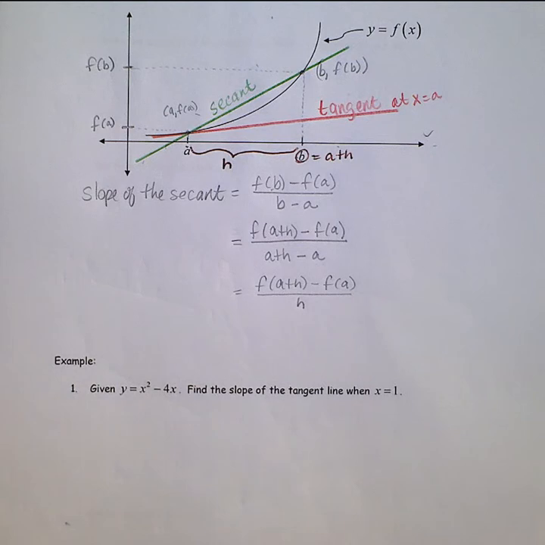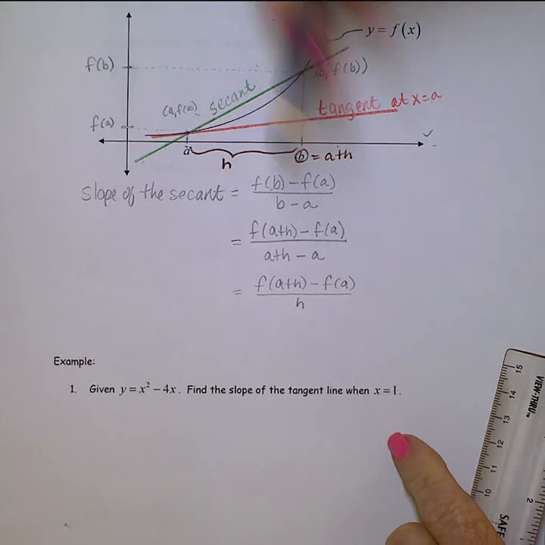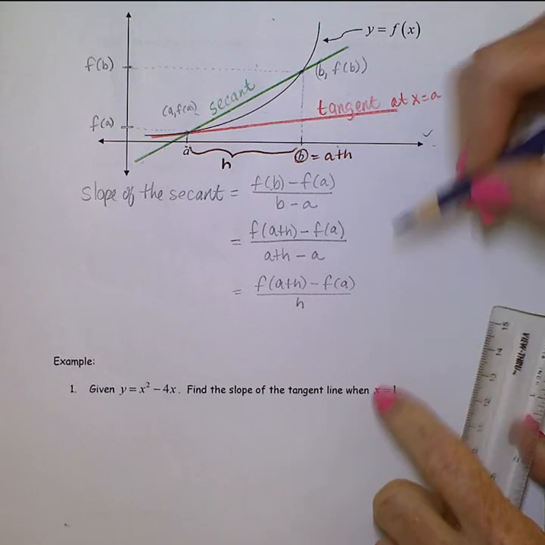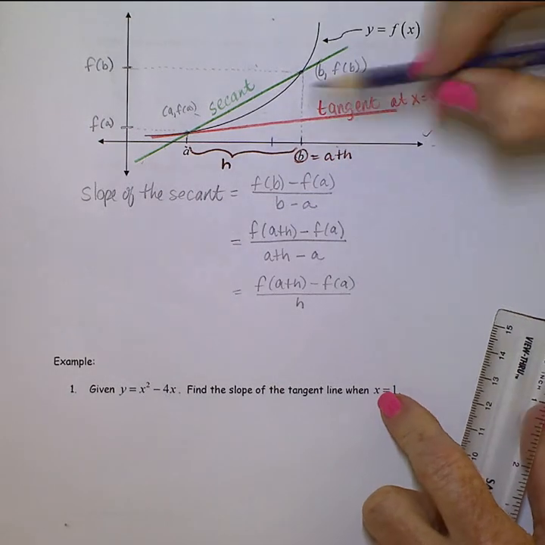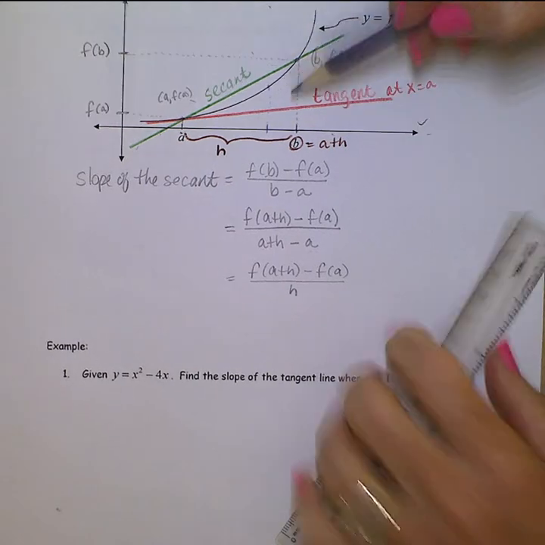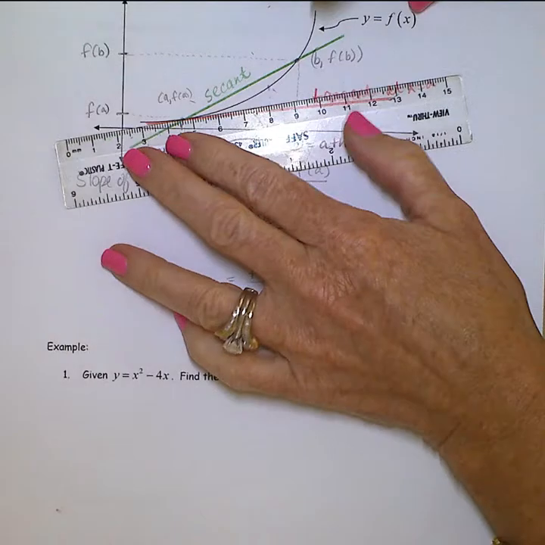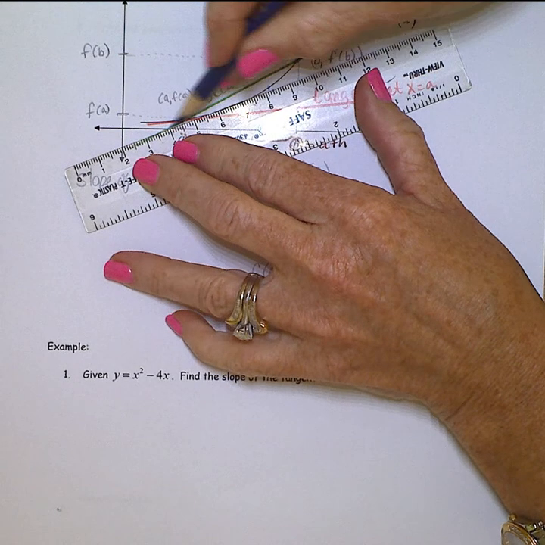Okay, so now don't do this on your notes because it's going to get very, very crowded in here, and I don't want you to mess up your notes, but I want you to watch this. My h right now is pretty big. What if I made h smaller and I put b right there? Then that point would be here, or b, f of b would be there. And when I drew in the secant line, I would get this line.